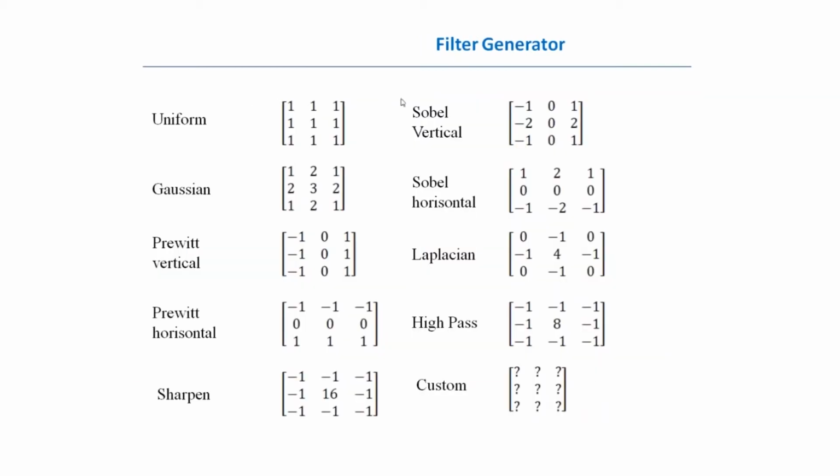So here is the list of the filters we have by default: smoothing filters, uniform, Gaussian, differential, and high-pass filters. Also, you can design your own filter with kernels from 3 by 3 to 7 by 7, play with the results, and maybe invent some new kind of filter.